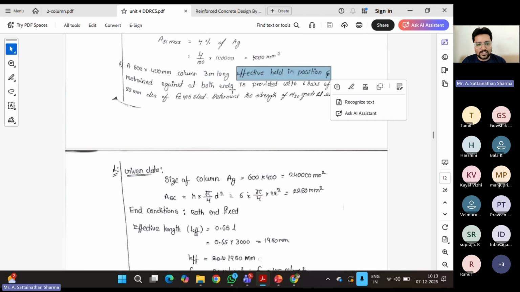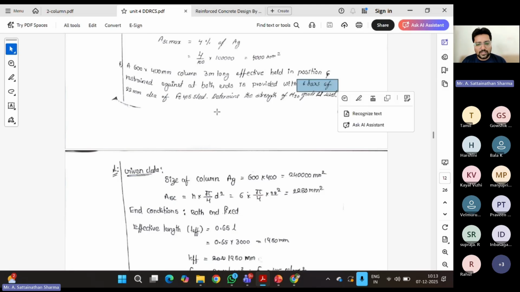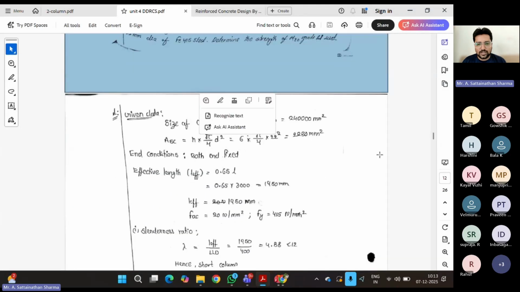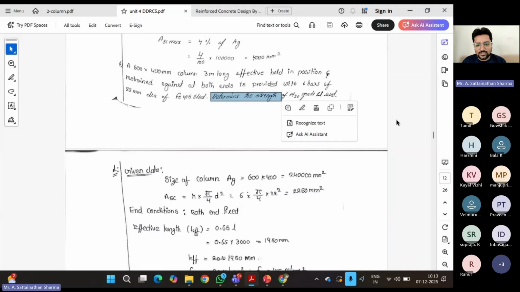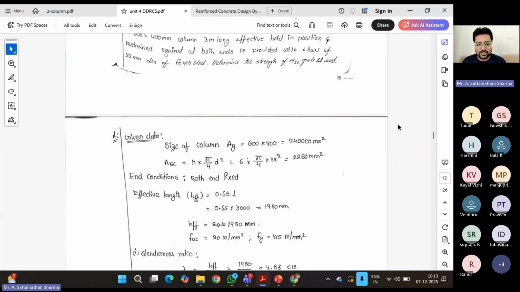with a comma: effectively held in position and restrained at both the ends. Both the ends are fixed. That's what they are saying, right? They have given the reinforcement, 6 numbers of 22 mm diameter bars, and the grade of steel and grade of concrete are given. You have to calculate the strength. Load carrying capacity, or strength, whatever they can say.